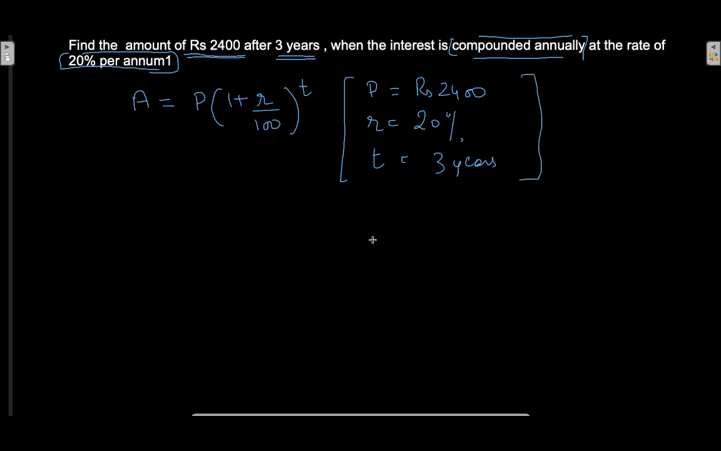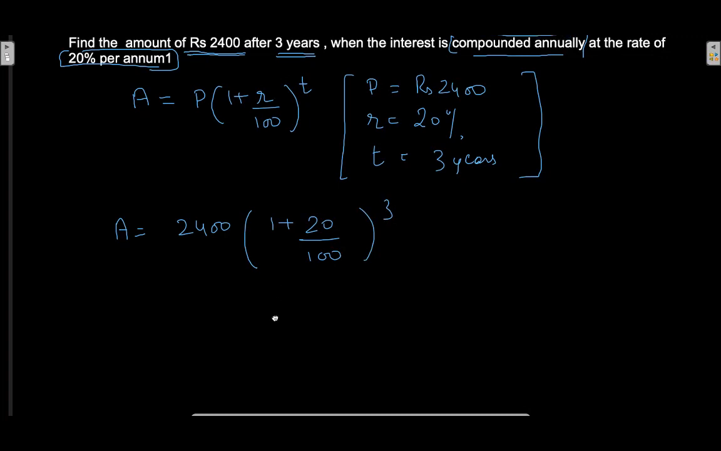Now what we have to do is simply put the values which we have extracted from the question into the formula. So amount will be equal to 2400 into bracket 1 plus rate of interest 20 divided by 100, raised to the power 3.